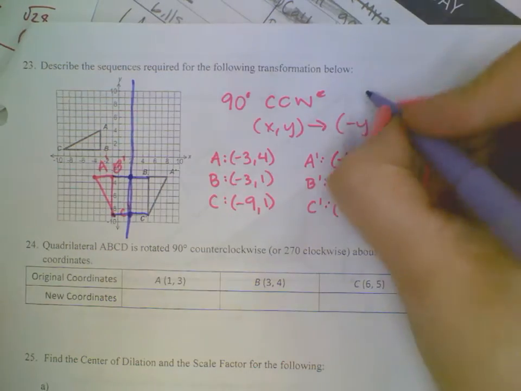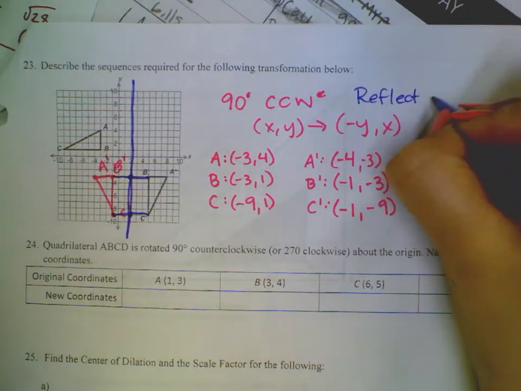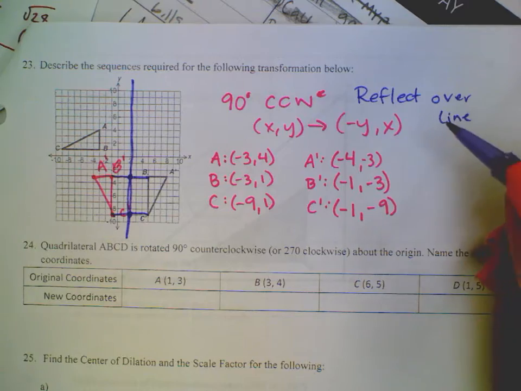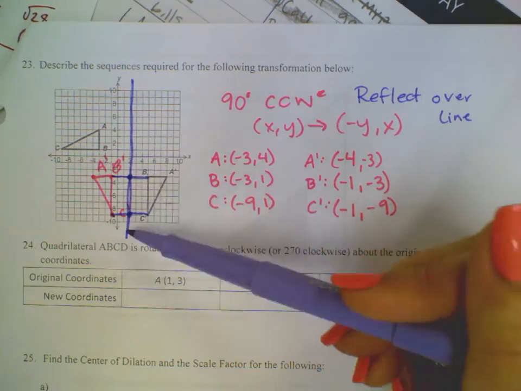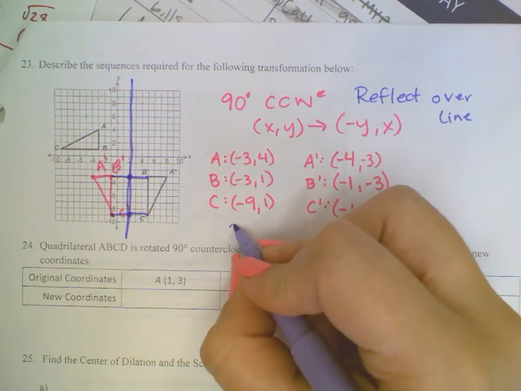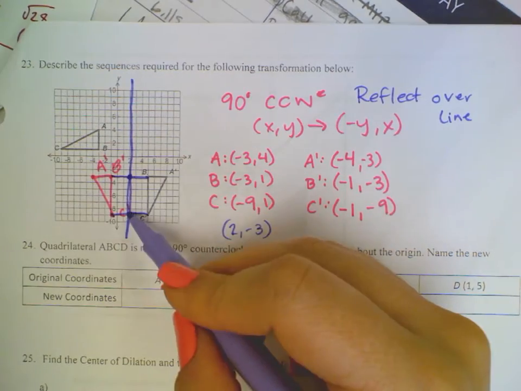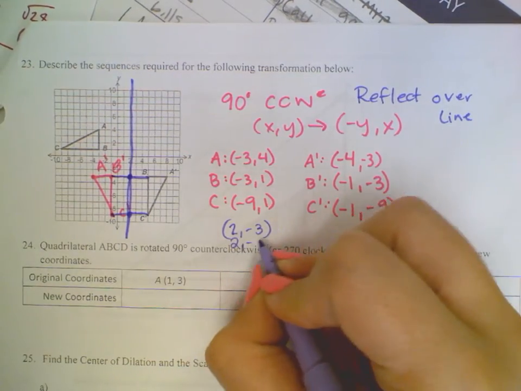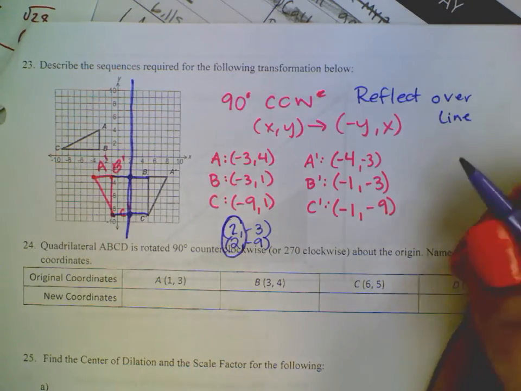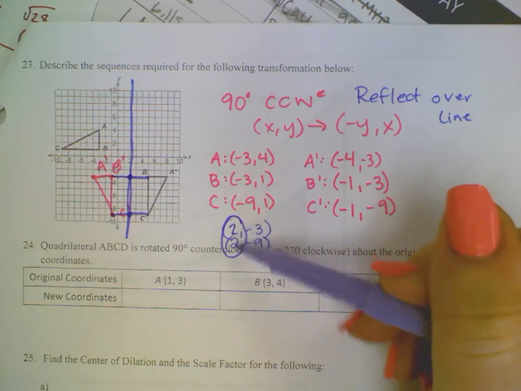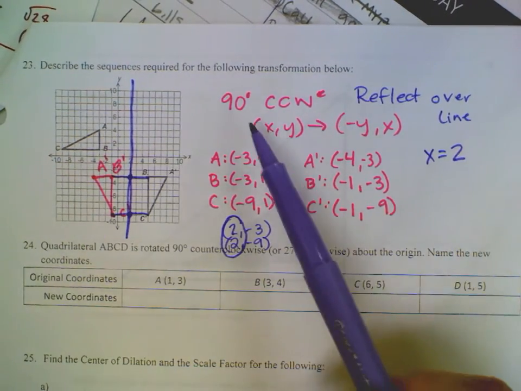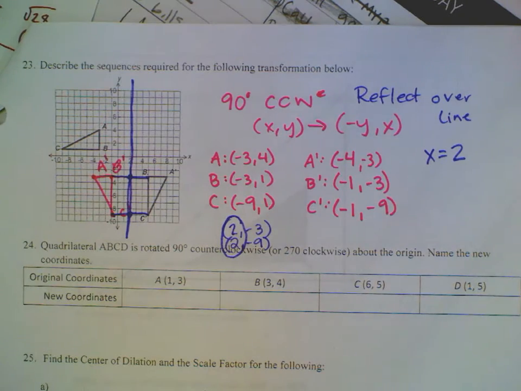Now, I'm going to be reflecting over the line. And I need to know if this is a y equals something or x equals something. Those 2 points that I plotted, I can use. This point right here is (2, -3). And this point here is (2, -9). Do we see that both of my x's are 2? So if we plot 2 points on that line, whatever matches up, since my x's are the same, then x equals that number. So I can do 90-degree counterclockwise rotation and then reflect over the line x equals 2.